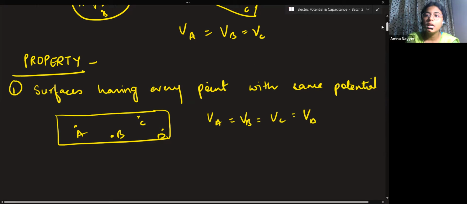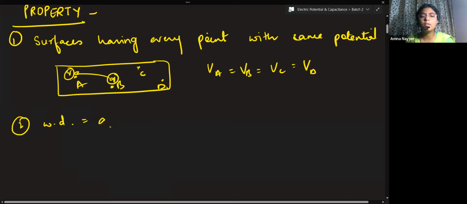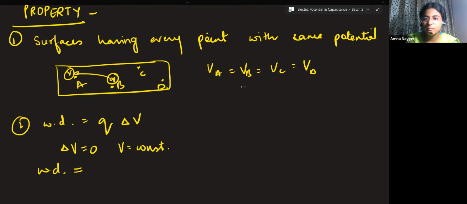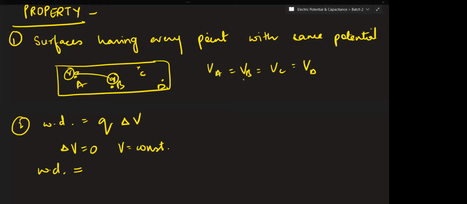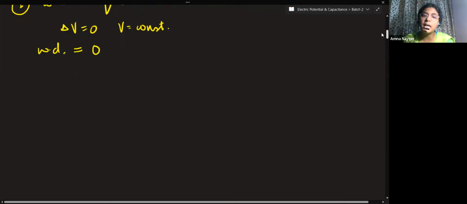Now, apart from this, if potential difference doesn't exist, it means VA equals VB. If I move a charge from here to here, the potential at B and at A is the same value. How do we calculate work done? We calculate work done from the change in potential. There is no change in potential, so delta V is 0, because V is constant. So what will the work done be? 0. Charge multiplied by 0 gives you 0. So if you have an equipotential surface, you don't need to calculate anything. Work done will directly be 0.